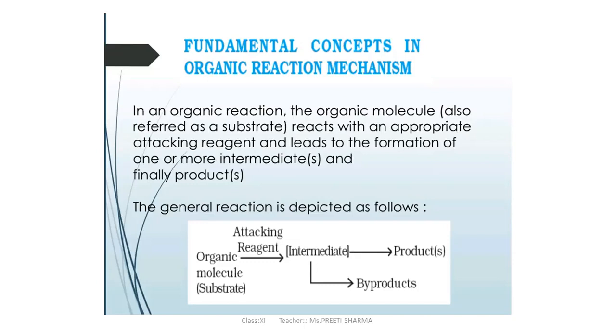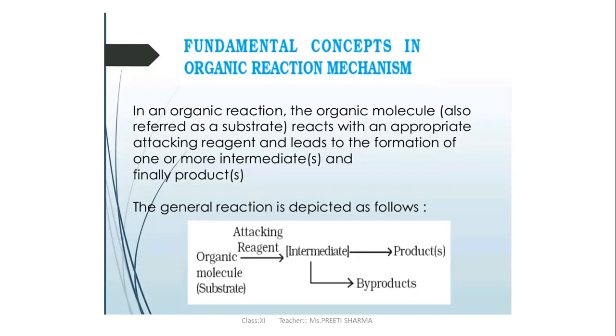We'll talk about the intermediates later on, but because this is in your syllabus, we have basically 5 types of intermediates. Out of them, 3 are in the syllabus, that is carbocation, carbanion and free radicals. The rest, the 2, carbenes and nitrenes, are not in the syllabus, right? So we'll discuss that in my next video. This time we should know about the general terms. In an organic reaction, the organic molecule, also referred to as substrate, when it reacts with an appropriate attacking reagent, leads to the formation of one or more intermediates and finally the product.